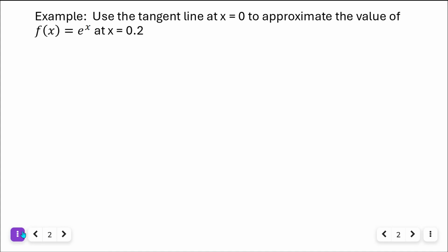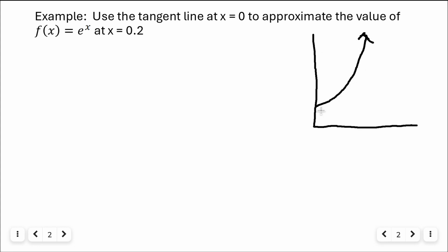So here's what I want you to do. I want you to use the tangent line at x equals 0 to approximate the value of f of x equals e to the x at 0.2. So here's basically what I have. I have a graph of e to the x, the point (0, 1), and I draw my tangent line here at (0, 1). There it is.